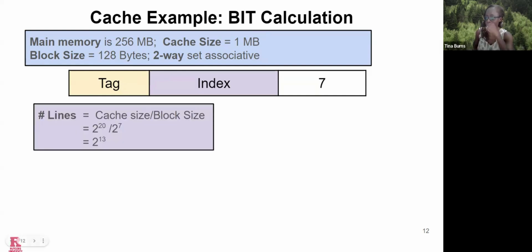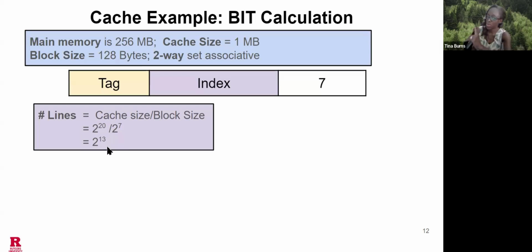So my cache size, remember I was saying that is 1 megabyte or 2 to the power of 20. It's going to be here. My block size, as we said before, is 2 to the power of 7. So that means, just based on that, what I'm going to need to represent my number of lines is going to be 13 bits.